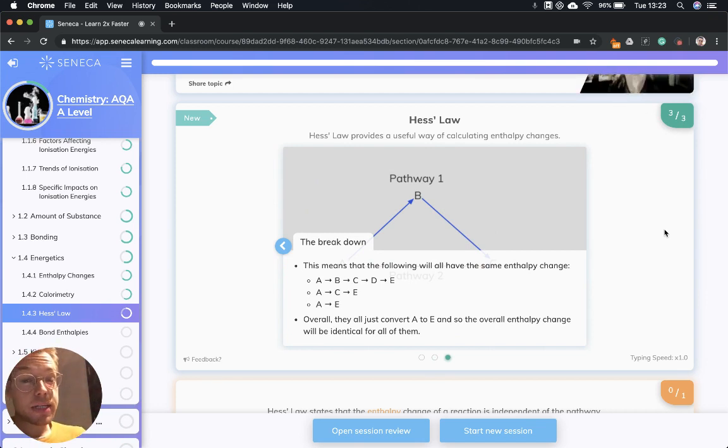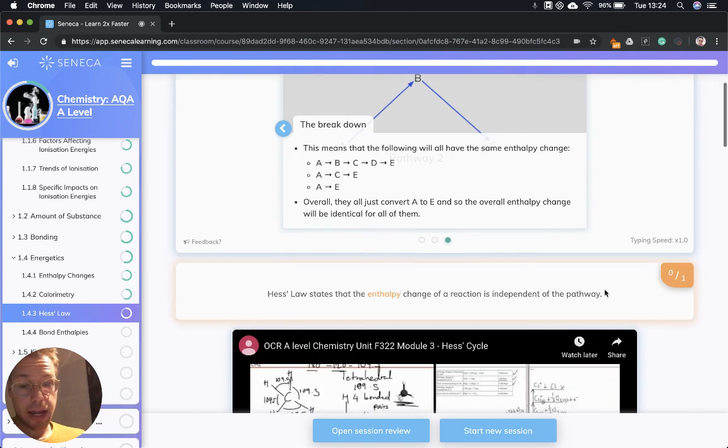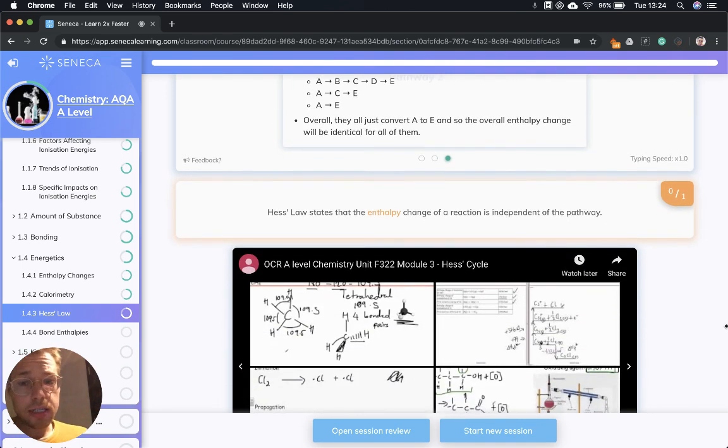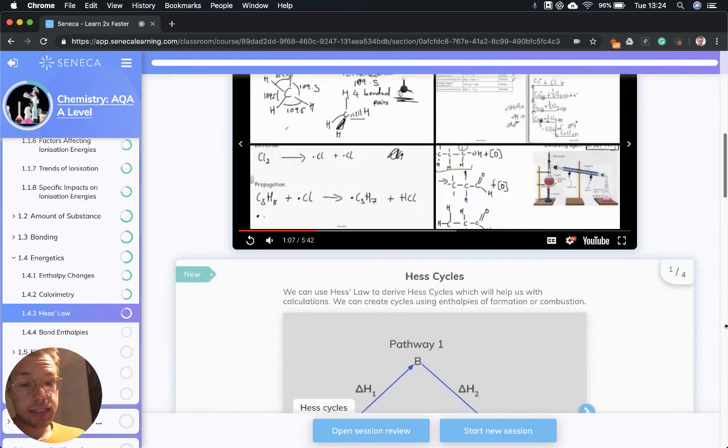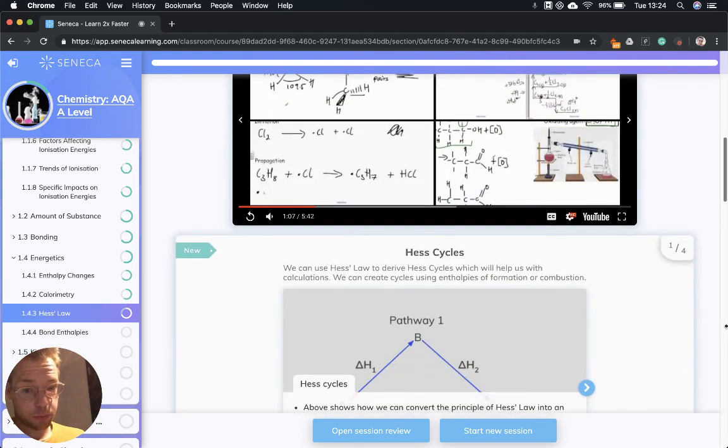So A to B to C to D to E, A to C to E, A to E, they would all have the same enthalpy change because all we're doing is we're converting A to E. And it doesn't matter the steps that we take to do that, the enthalpy change will be identical for all of them as long as we start with A and end with E. So, to summarize, Hess's law states that the enthalpy change of a reaction is independent of the pathway.